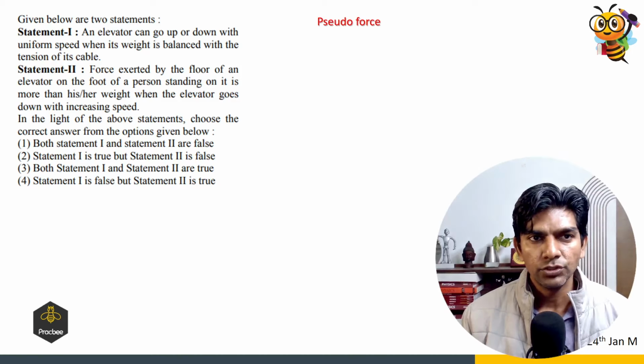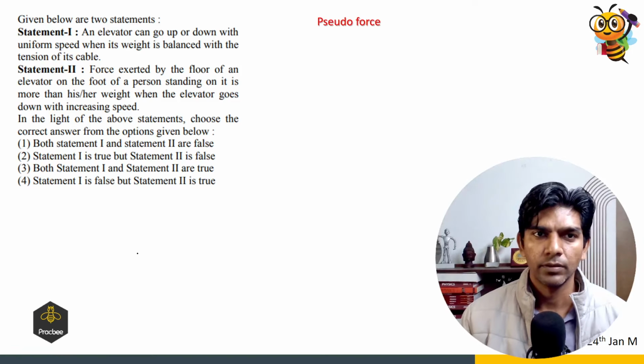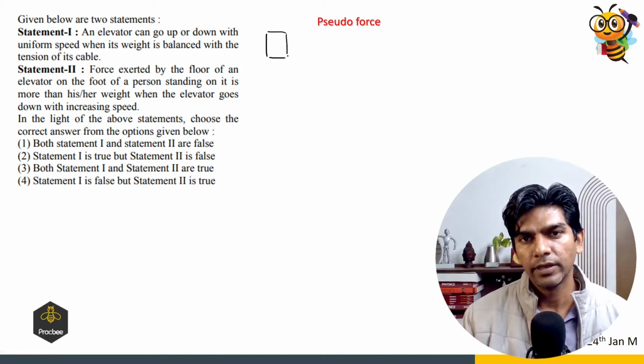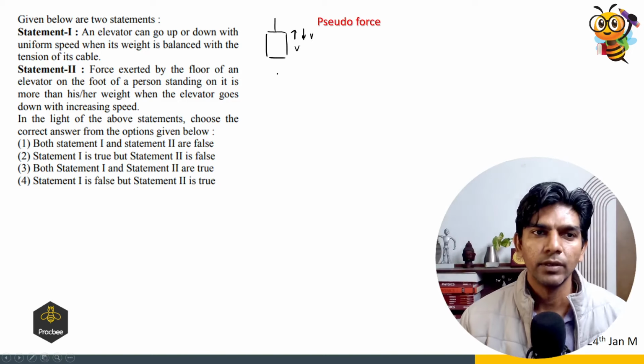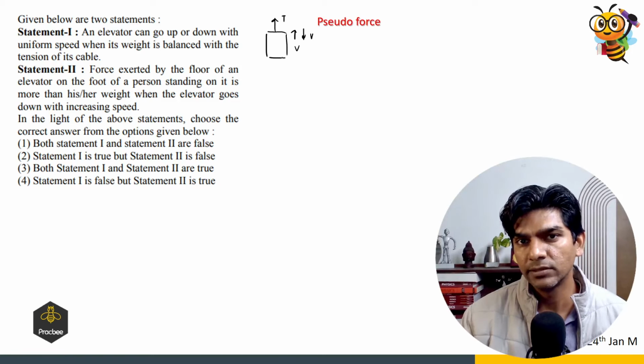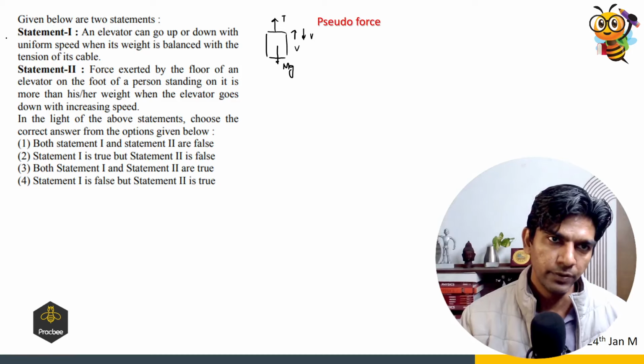Now let us see this question. Statement 1: an elevator can go up or down with uniform speed when its weight is balanced with the tension of its cable. So there is an elevator and there is a cable, and it is going up and down with a constant speed. If the speed is constant, the net force on the elevator must be 0. So in this case, the tension in the cable must be balancing the gravitational force experienced by the elevator. So statement 1 is correct.